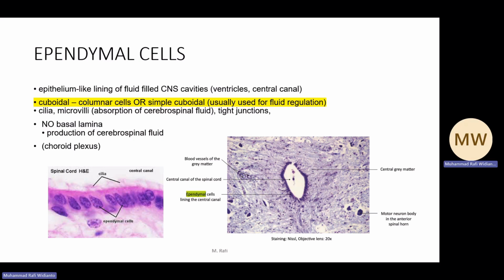And they also contain cilia and microvilli to also help absorb the CSF, or the cerebral spinal fluid. And they also contain tight junctions. They also do not contain basal lamina because basal lamina, to recall, is basically used for structural support. So with the function of the ependymal cells, it would make sense for that to be there. And they are also used for the production of cerebral spinal fluid, for example, in the choroid plexus. Here is just another staining slide of the ependymal cells. Here we have Nissl substance and H&E.